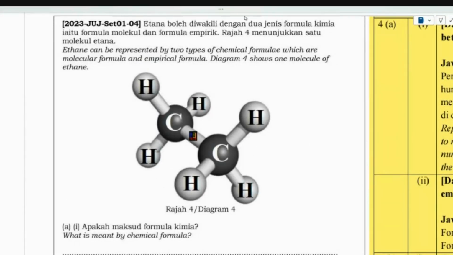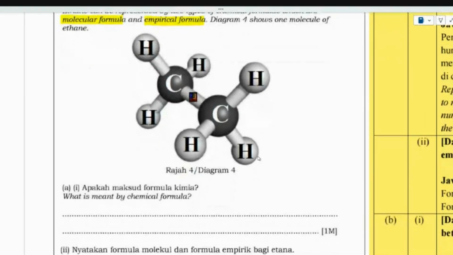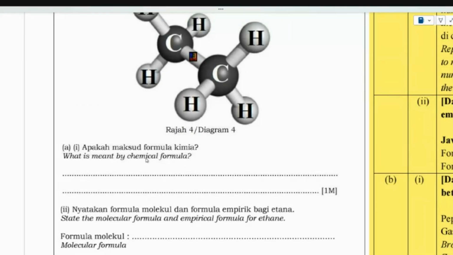E10 can be represented by two types of chemical formula, which are molecular formula and another one, the empirical formula. This one shows the molecule, one molecule of E10. First, define the meaning of chemical formula. This one all you can write. What we discussed tonight, you need to go through. If we don't write the answer here, you have to go and find the answer also.